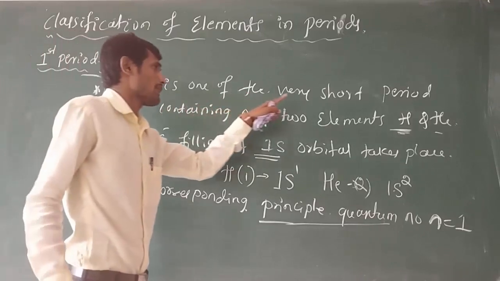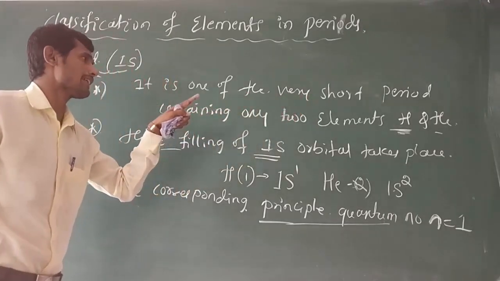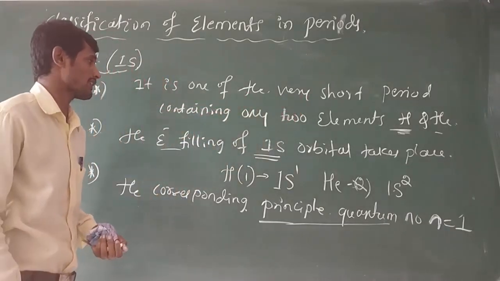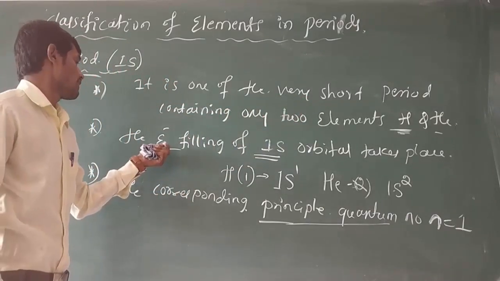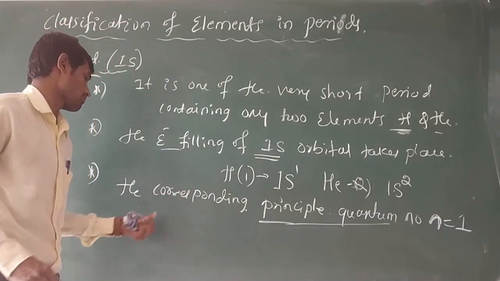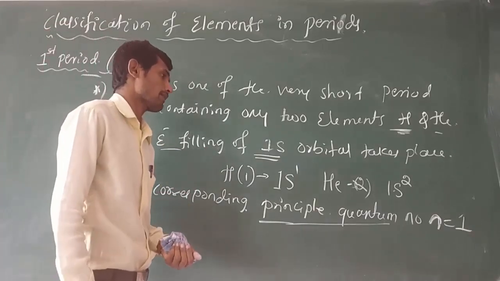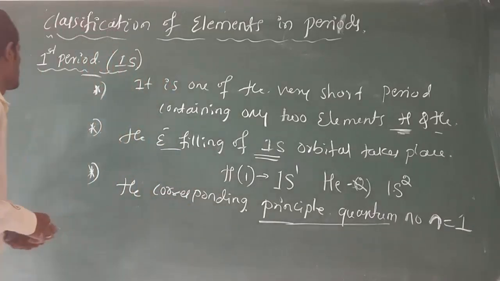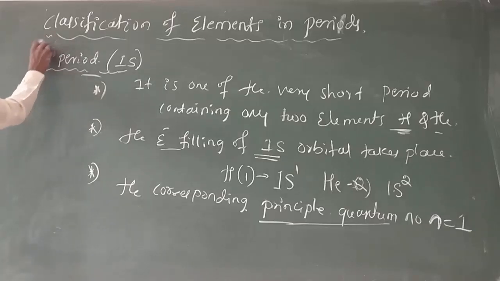It is one of the very short periods containing only two elements. What are those? Hydrogen and helium. Here, the 1s orbital is filled by the electrons and the corresponding principal quantum number is 1. Next, second period.